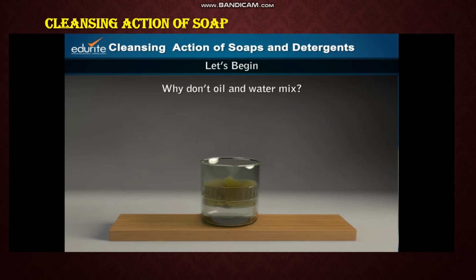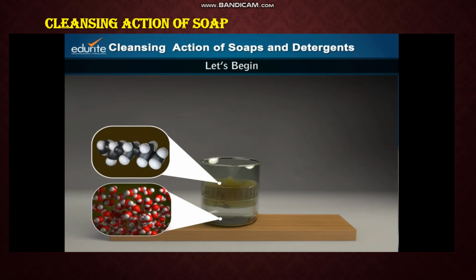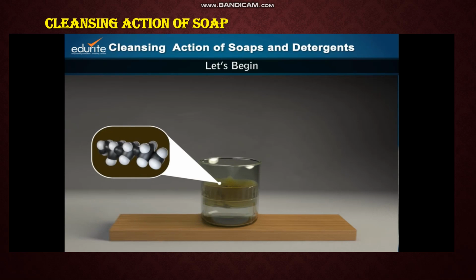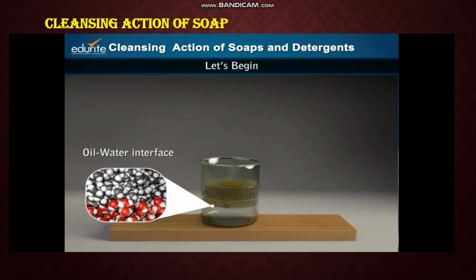Why don't oil and water mix? Water molecules are bipolar molecules. They form strong electrostatic bonds with each other. Oil molecules, on the other hand, are non-polar and do not make bonds with the polar water molecules. The bonds that hold oil molecules together are weak van der Waals forces. Observe that oil molecules are large as compared to water molecules. For the mixing of any two liquids, their molecules must have similar natures. Since their molecules are not similar, water and oil do not mix.